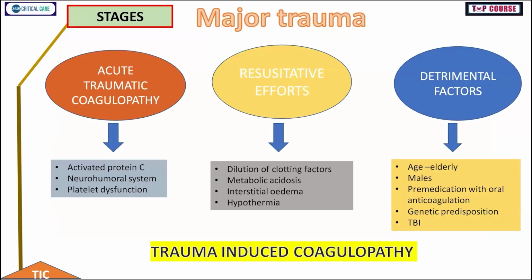Along with this, what are the factors which worsen TIC? Elderly patients, male predilection, patients with pre-existing issues requiring oral anticoagulation, and patients with traumatic brain injury. All of these patients, along with some amount of genetic predisposition, are known to develop trauma-induced coagulopathy. So these are the stages of TIC.